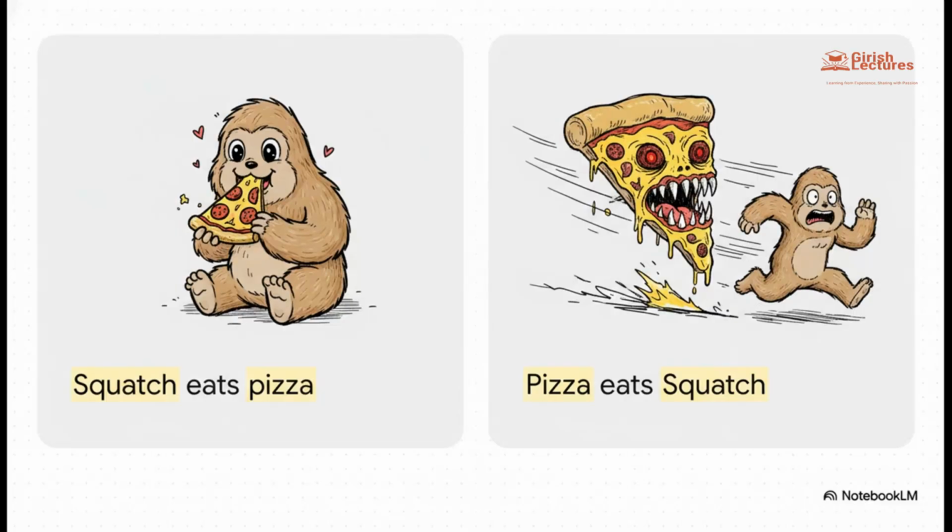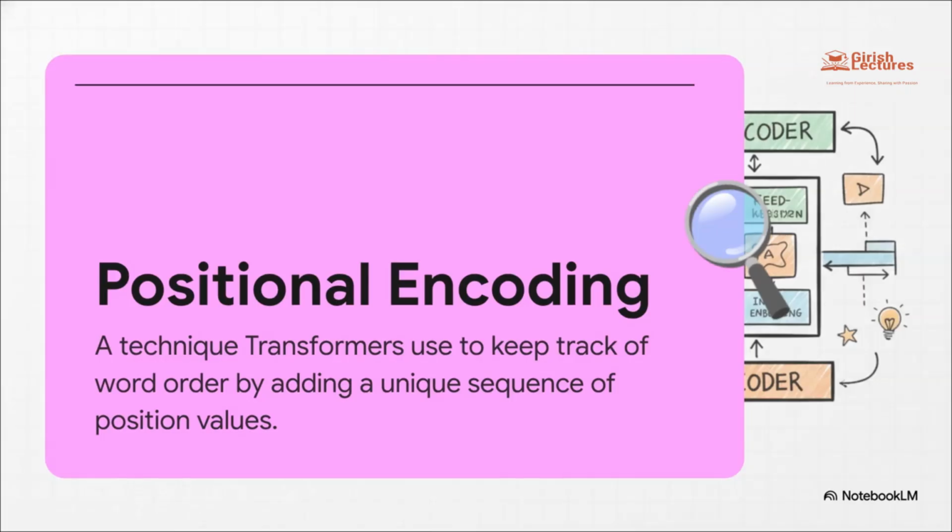But wait a second. Just turning words into numbers isn't going to cut it, because word order is everything. Look at this example. Squatch eats pizza. Fine, makes sense. But pizza eats squatch, that's a whole different story, right? The exact same words, but a completely different and kind of terrifying meaning. So how do transformers solve this? With a really clever trick called positional encoding.